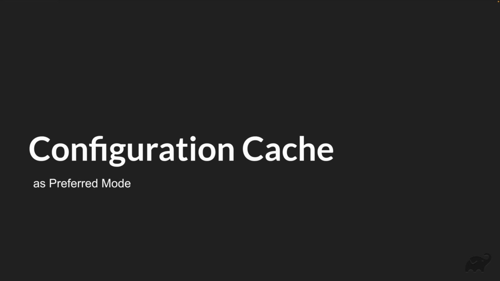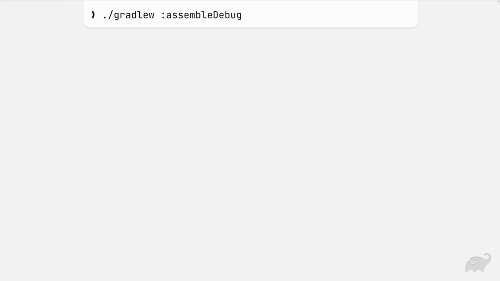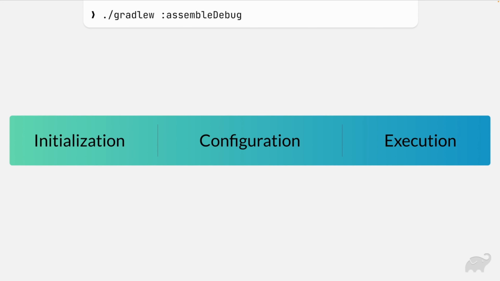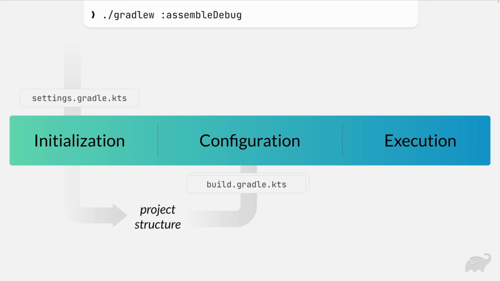Configuration cache gets a couple of updates in Gradle 9, and we are also making it the preferred mode of running Gradle. As a quick primer, whenever you run tasks, Gradle does a couple of things. First of all, it looks at the structure of your build on disk and figures out what the projects are there. Then it configures the projects, defines the tasks you requested, and later builds the work graph that defines the actual work that's going to happen during the execution to provide the results you requested.